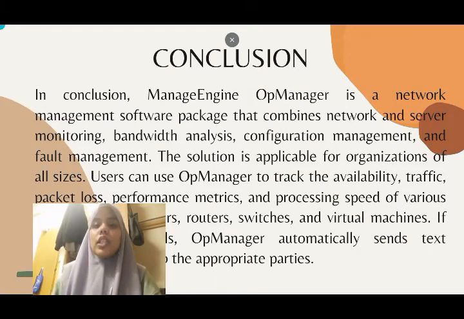Finally, in conclusion, ManageEngine OpManager is a network management software package that combines network and server monitoring, bandwidth analysis, configuration management, and fault management. The solution is applicable for organizations of all sizes. Users can use OpManager to track the availability, traffic, packet loss, performance metrics, and processing speed of various devices such as servers, routers, switches, and virtual machines. If any equipment fails, OpManager automatically sends text messages or emails to the appropriate parties.